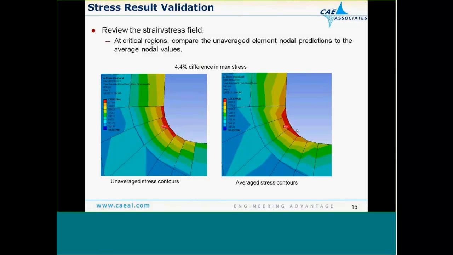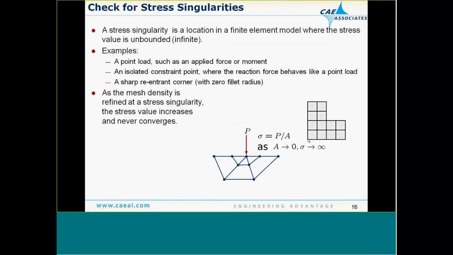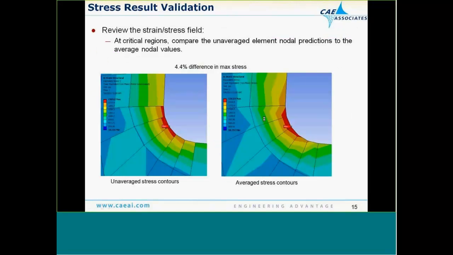We can also look at the unaveraged stress contours versus average stress contours. Difference there, 4.4%. Again, is this a significant difference? That really depends on your situation, how much margin you have in your model. The other thing to be aware of is that in a continuous model, the average and unaveraged values really should be the same or very, very close.